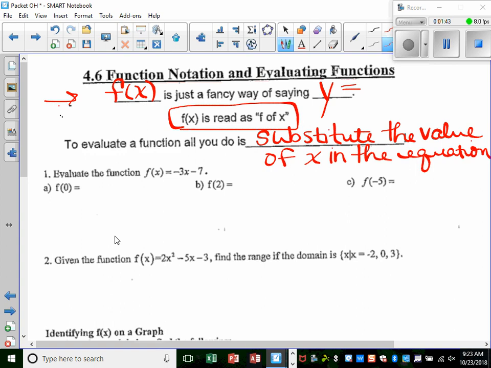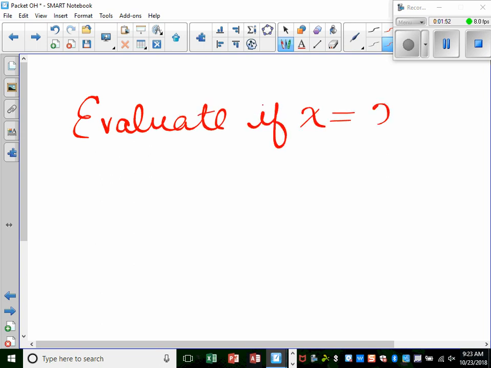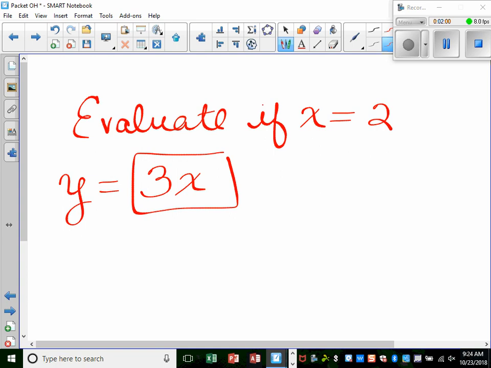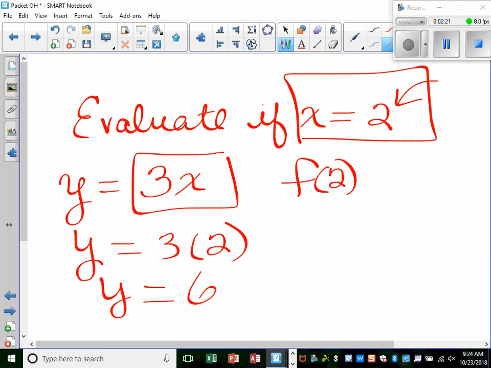It's just a different way of writing. It would be the same thing if I said, okay, evaluate if x equals 2, and I give you this problem. Okay, and I say y equals 3x. And I'm asking you to substitute in 2 for x. You would say, okay, y equals 3 times 2, y equals 6. So instead of me saying x equals 2, I'm going to use function notation and say f of 2. And you would do the exact same process.